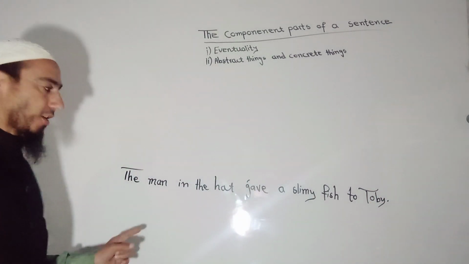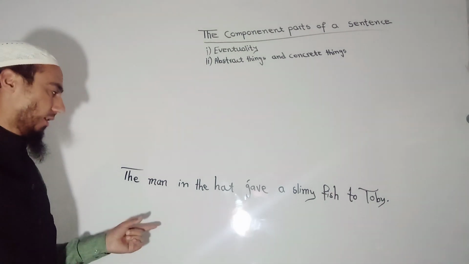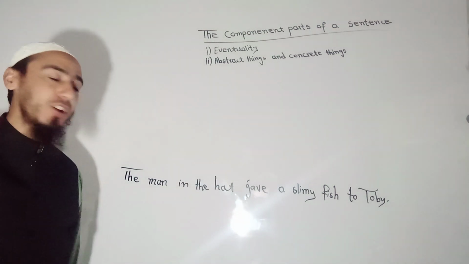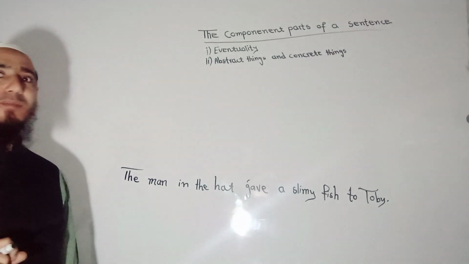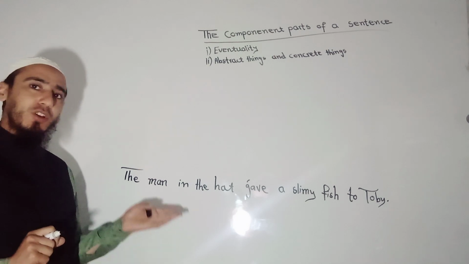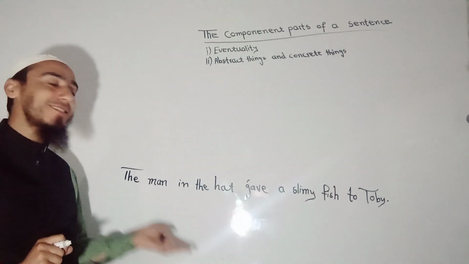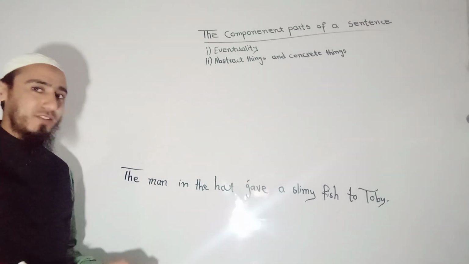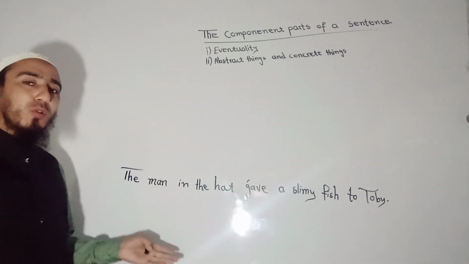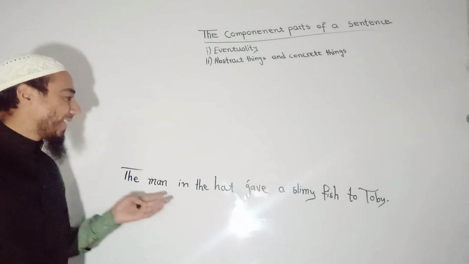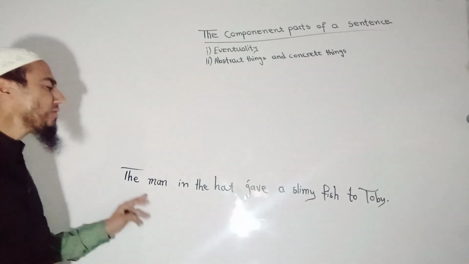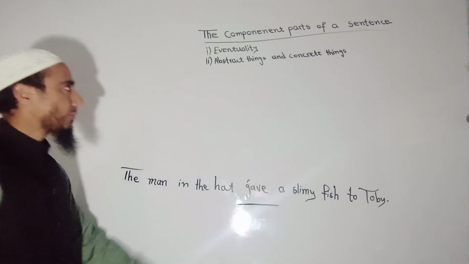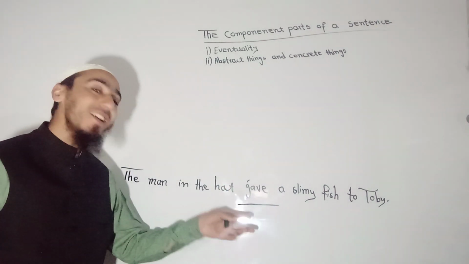Listeners and audience, just see, this is a simple sentence. The man in the hat gave a slimy fish to Toby. This is just a simple sentence. Now, coming to the explanation of this sentence syntactically, I will also draw the tree diagram of this sentence. Okay, but before going to draw its tree diagram, let me clarify the topic. You see, the man in the hat, first of all, here we have eventuality. What is eventuality? Eventuality is an event.